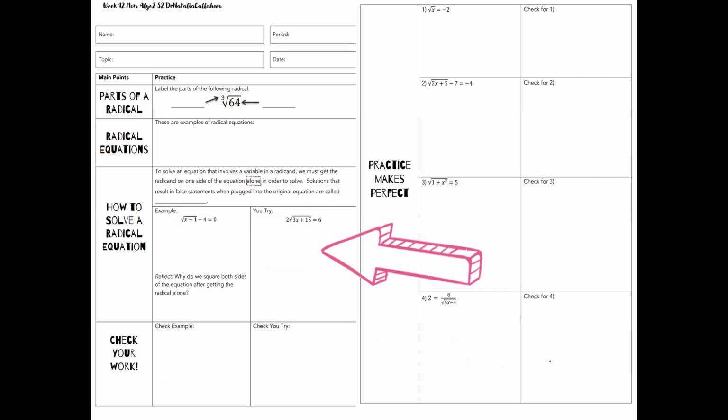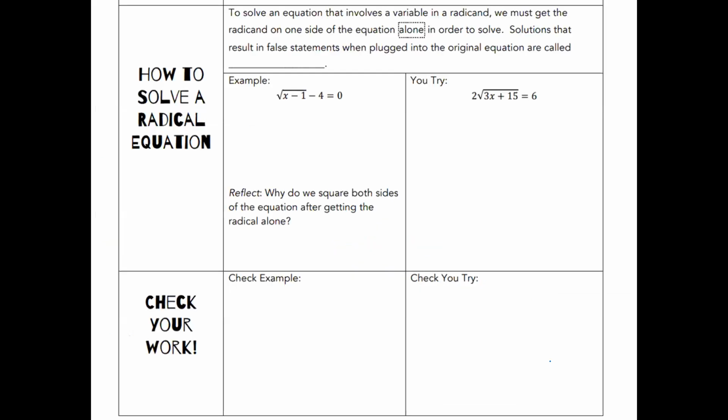All right, let's go on to the next part right over here. Okay, so here's your first example. Reflect: why do you need to square both sides of the equation after getting the radical alone?